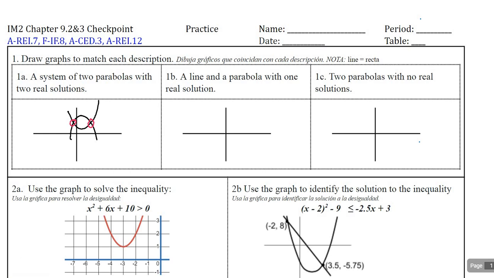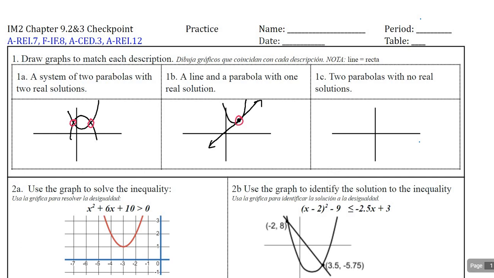Okay, so here, let me draw this parabola and a line that touches it in just one place. This is a line and a parabola with just one solution. The line just barely touches it. Right there.